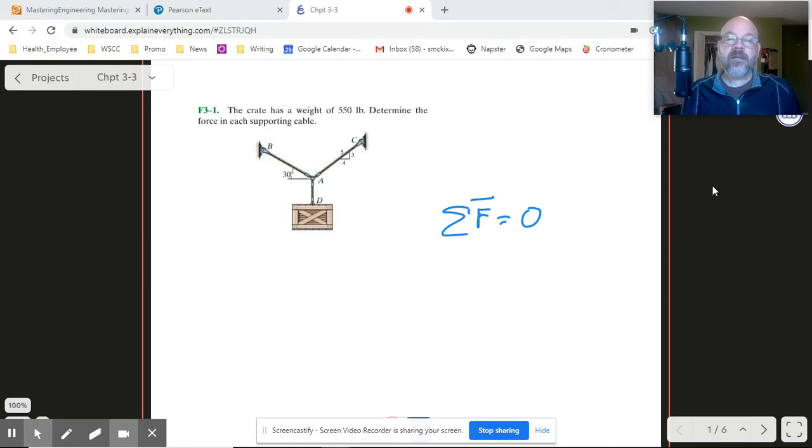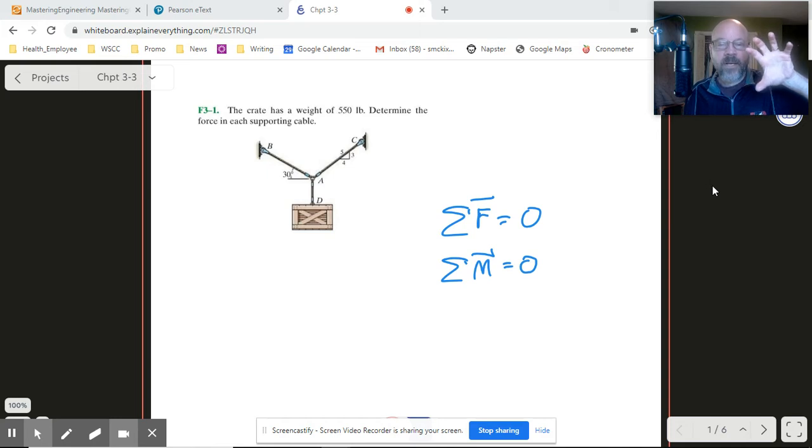The second equation that we'll be using is that the sum of the moments is equal to zero. Now, we're going to talk more about moments later, but for now, you just need to know that a moment is kind of like a rotational equivalent of a force. A force tries to change something's position or its height or its shape. A moment tries to change something's rotation or twist it somehow.